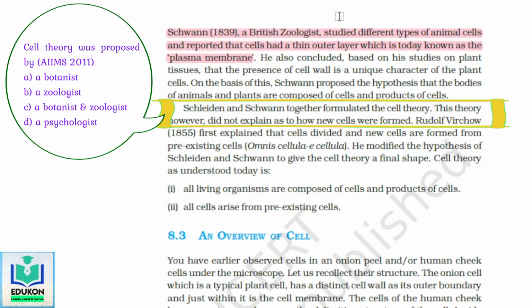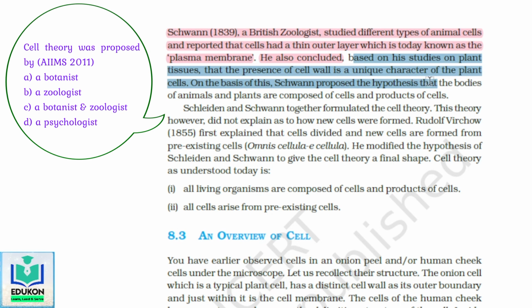He also concluded, Theodor Schwann, based on his studies on plants and plant tissue, that the presence of a cell wall is a unique character of plant cells. Remember this. He studied plants also, like Schleiden, who is a botanist. Schwann is a zoologist, but he studied the plant and found there is a unique layer on the plant cell which is called the cell wall.